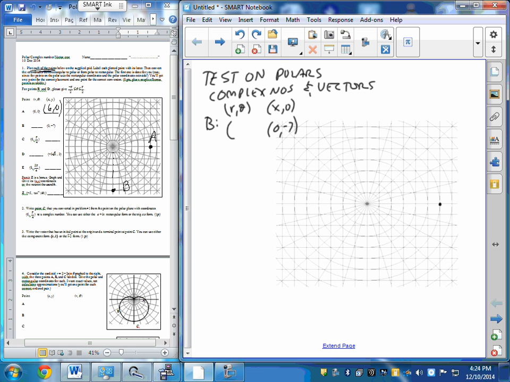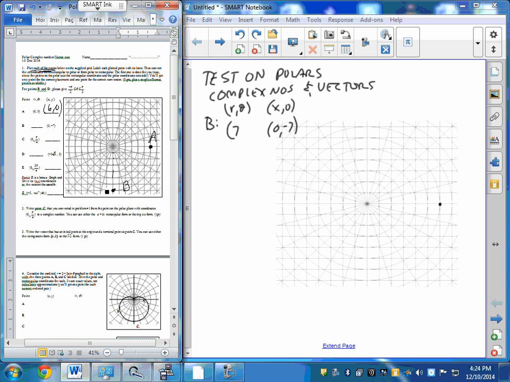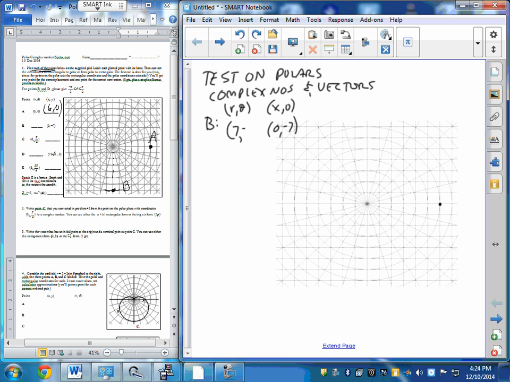Obviously, we're on the 7th ring. We counted out 7 rings to here. And the theta will go -π/2. You could do -90 degrees if you want. Okay, C was given as π/4. And we just have to plot that.